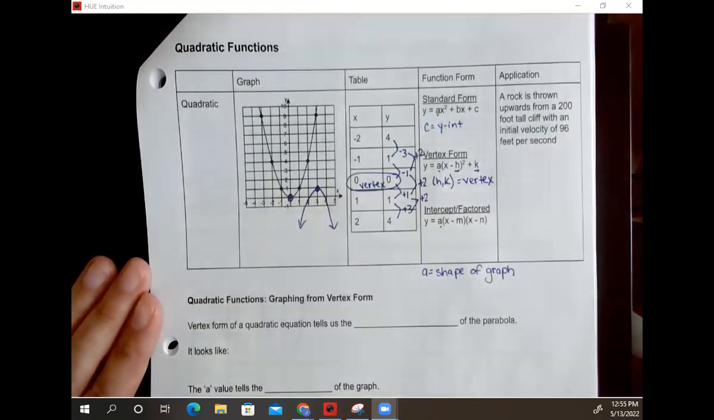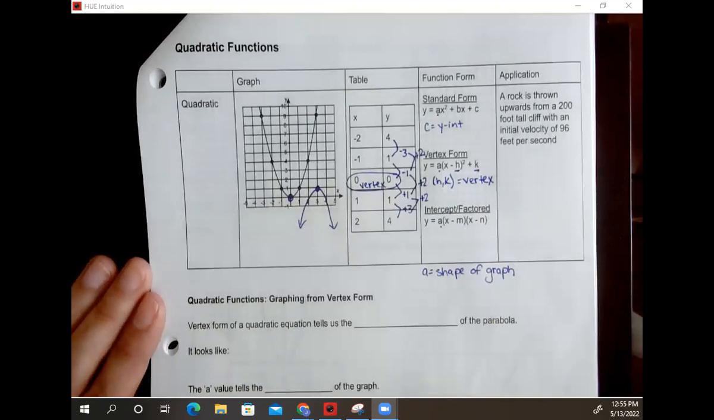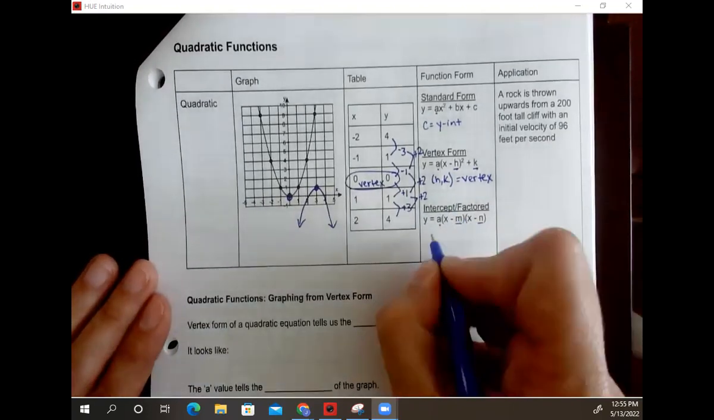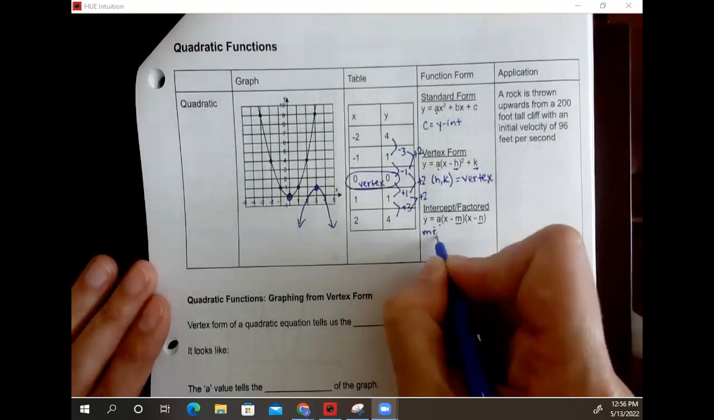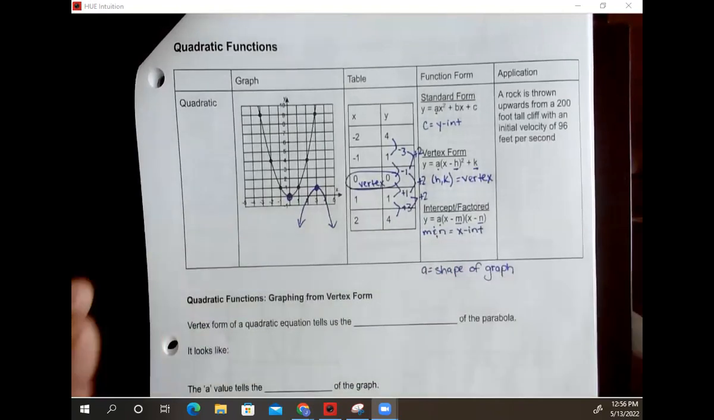The vertex form tells me the vertex. Again, I get the shape of my graph from that A value. And then for intercept or factored form, M and N, whatever they are, tell me x-intercepts for my graph.